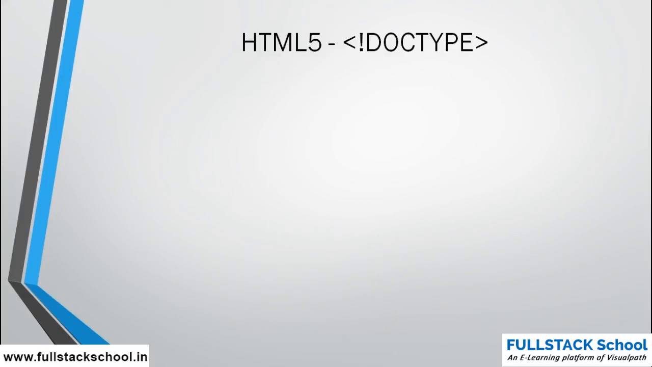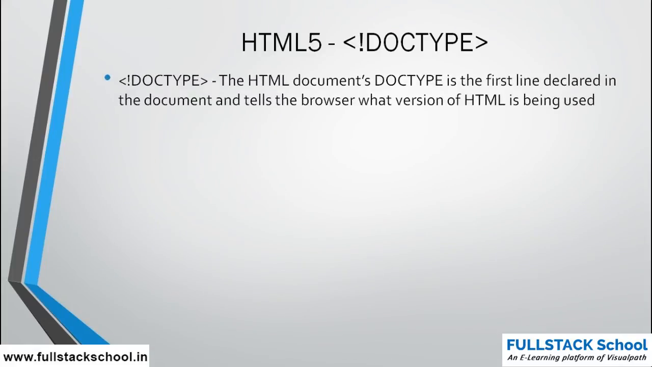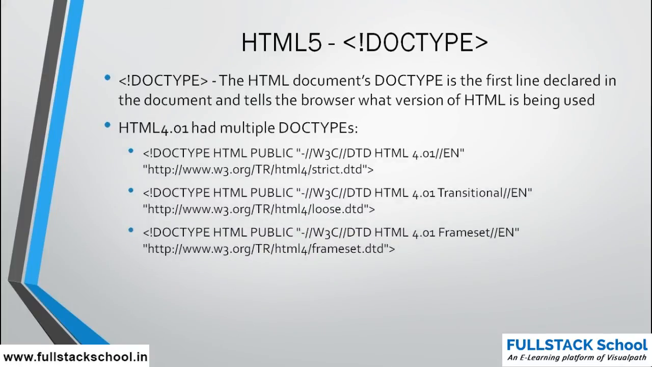Moving next is the HTML5 doctype. What is the HTML5 doctype? In HTML5 we see the first line is a doctype. The HTML document type is the first line declared in the document and tells the browser what version of HTML is being used. So a browser understands with this line what document we are going to use.